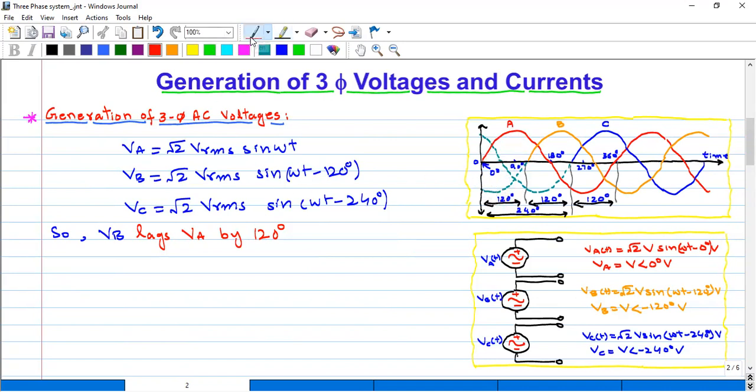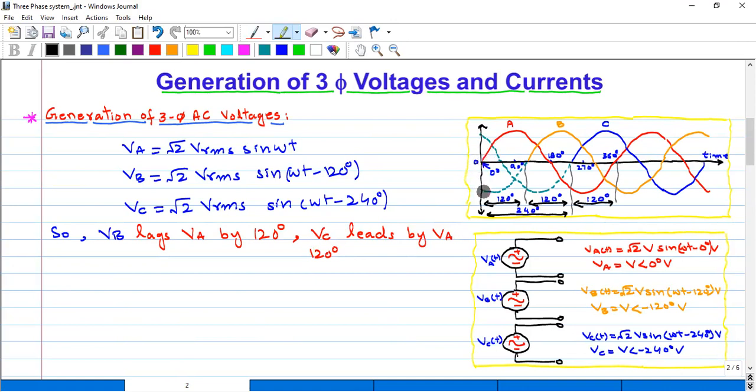Similarly, the voltage of phase C leads the voltage of phase A by 120 degree. That is, the voltage of phase C leads the voltage of phase A by 120 degree. As you can see here in this figure as well, this is the waveform of the phase C voltage, and this is the waveform of the phase A voltage. Phase C voltage basically leads the phase A voltage by 120 degree.